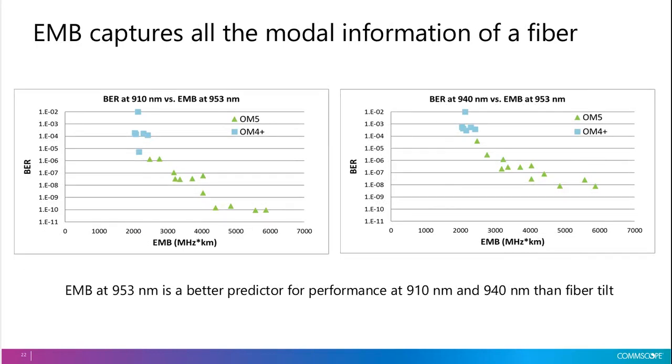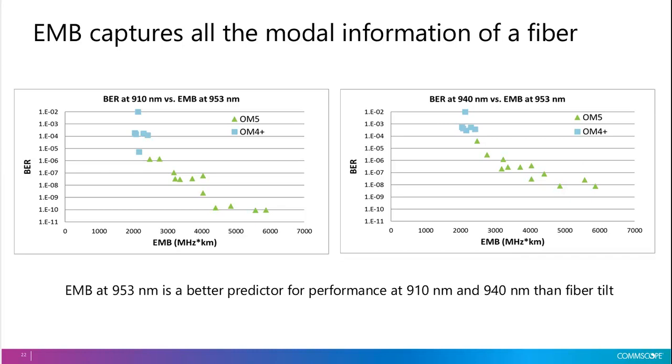We should use EMB. EMB has been vetted by the industry, it's been standardized, and it's been used for a number of years, and it really captures all of the modal information of a multimode fiber. Here I plot the BER of the 910 nanometer channel and the 940 nanometer channel versus the EMB measured at 953 nanometers. So how well do these results for the long wavelength channels correspond to the bandwidth measured at long wavelengths? It turns out there's a very clear relationship here. As you go to fibers with higher and higher values of EMB at long wavelengths, the BER of these long wavelength channels goes down. That means fewer errors. That means better quality signal, better performance.